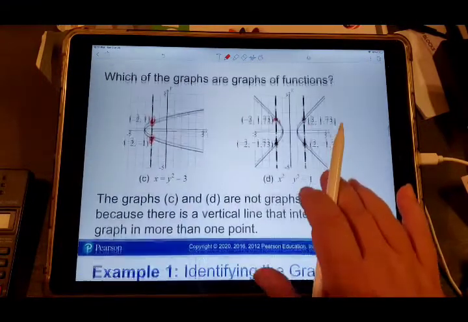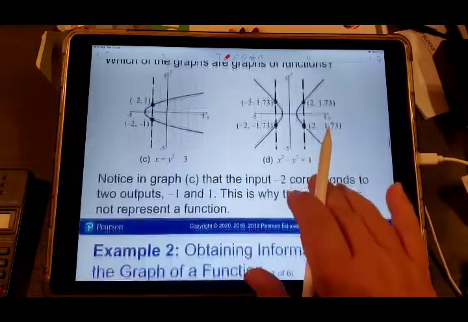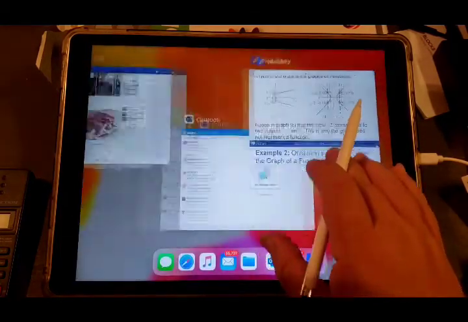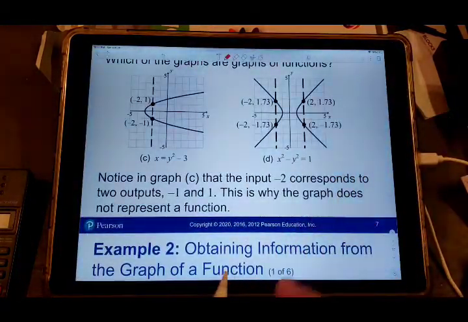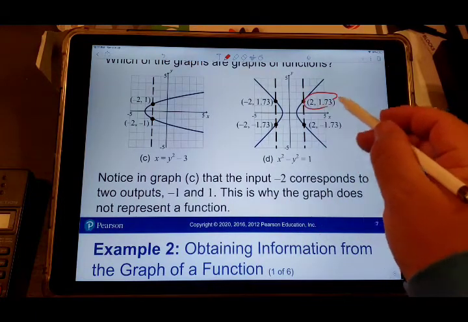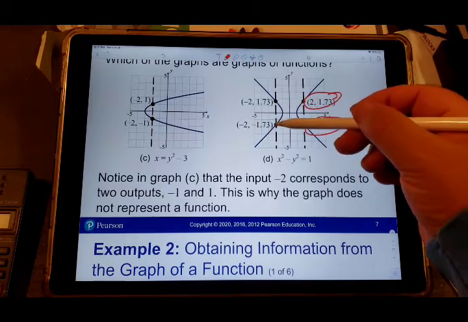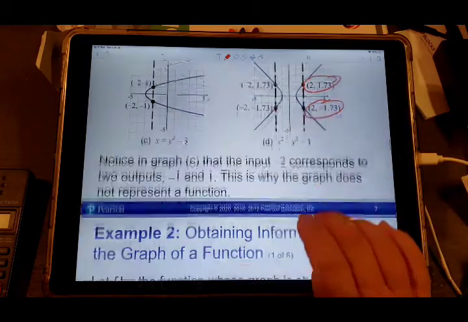It looks like the same thing. Oh, okay. It's the vertical line test. So they just explain the two graphs. They really over explain that. You don't really need to know the numbers. You just need to know that visually it intersects it more than once.